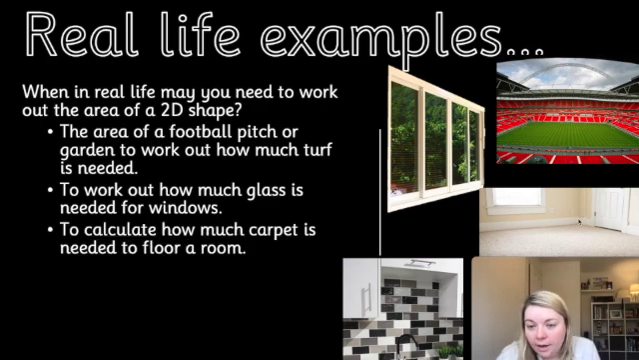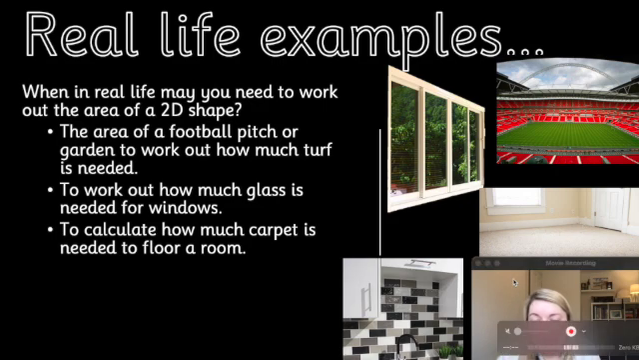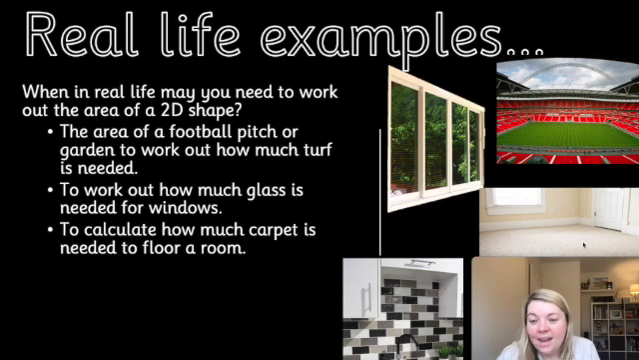You might need to work out, in this example up here, how much carpet is needed to floor a room, or how much flooring. So you have to measure the length of the sides to then work out the area and work out how much carpet would be required.